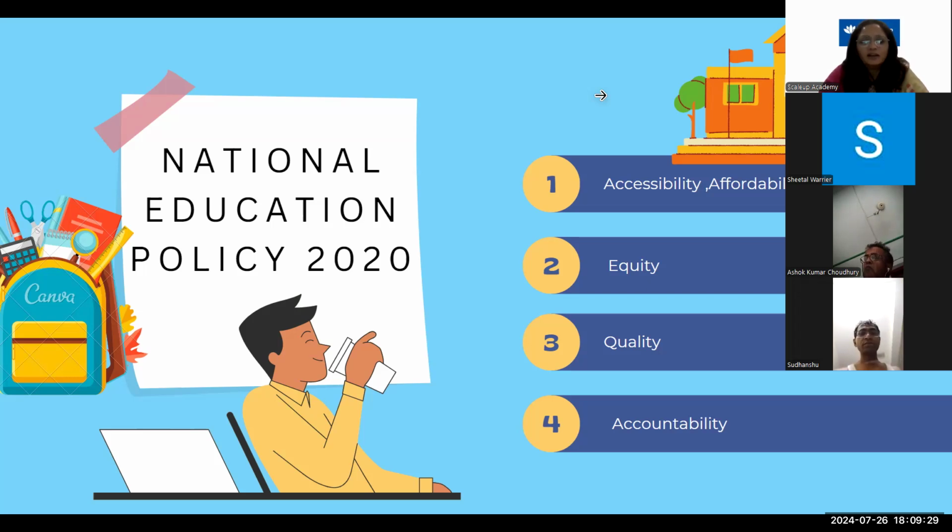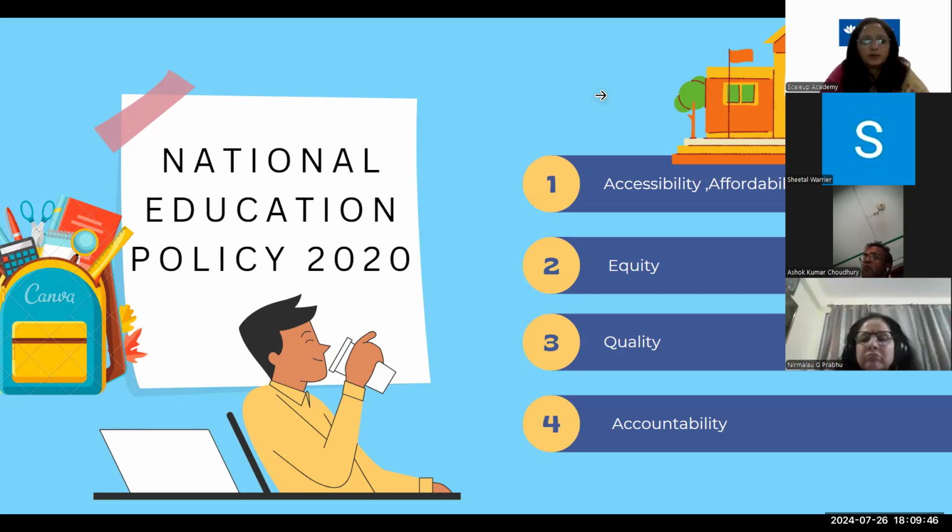Second is equity. It fosters a fair and just education system addressing historical and systematic inequalities. It also promotes equal opportunities for all, particularly marginalized and disadvantaged groups.